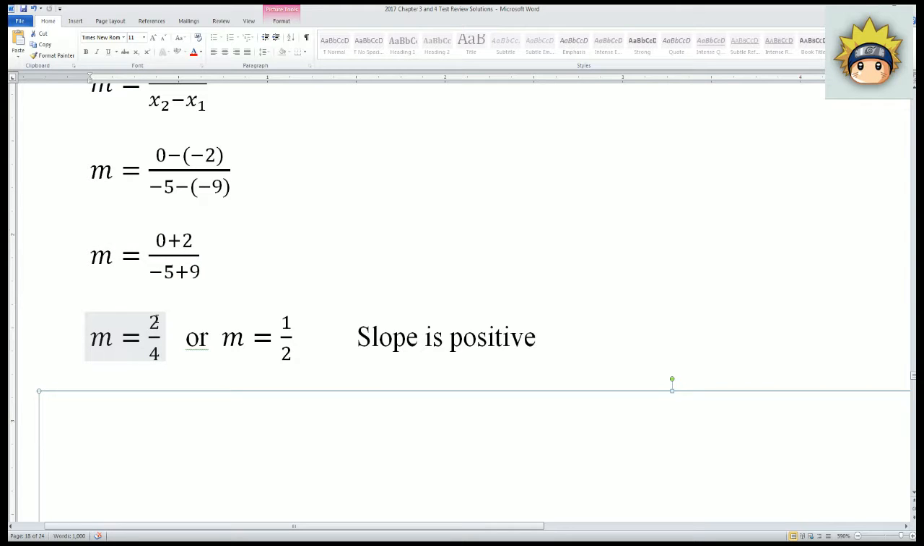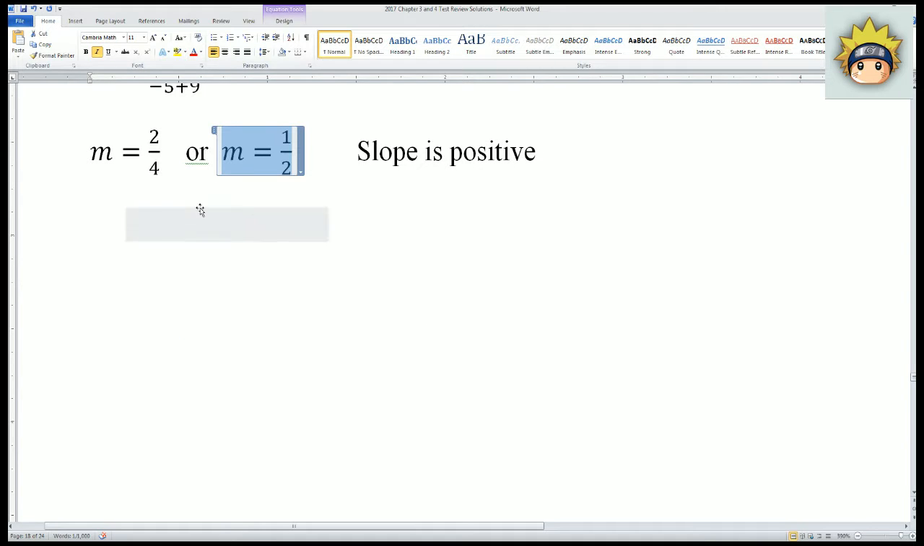You can simplify that by pulling out the GCF, which is 2. So 2 becomes 1 and 4 becomes 2, because I simplified by dividing by 2. The slope, by pulling out a 2 from the numerator and the denominator. The slope is positive here because the slope is a positive number.